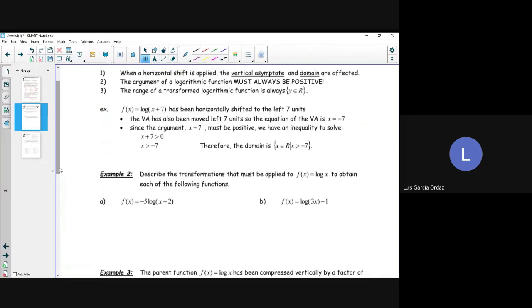So when a horizontal shift is applied, the vertical asymptote and domain are affected. So this is the only thing that's going to be different.